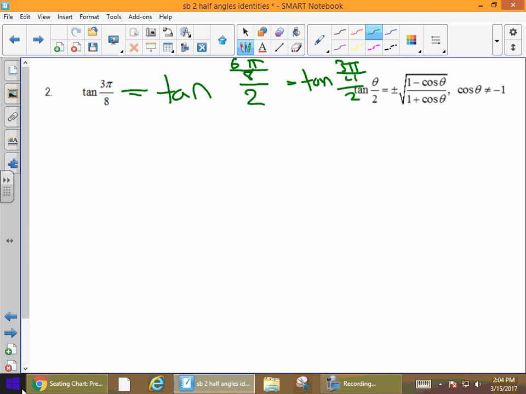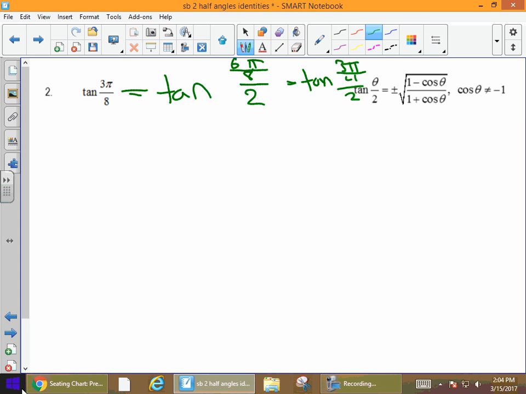Another way to think about it is you could take 3 divided by 8. You can find whatever that decimal is. If it's less than 0.5, it's in the first quadrant. If it's in between 0.5 and 1, second quadrant. If it's in between 1 and 1.5, it's third quadrant. And between 1.5 and 2 is fourth quadrant. That's a quick way of figuring that out. But otherwise, you just sort of have to think through in your head what quadrant this is going to be. But it's in the first quadrant.